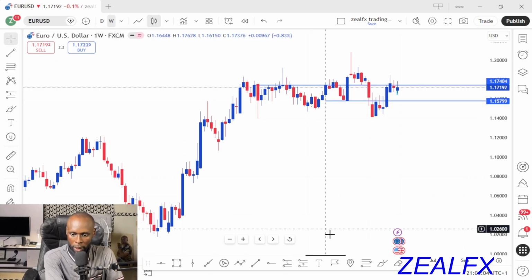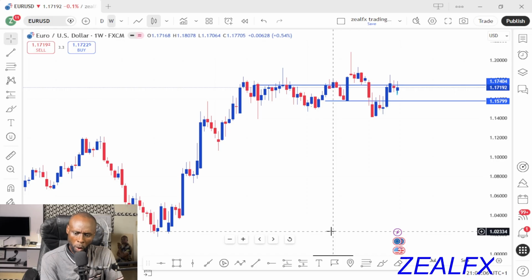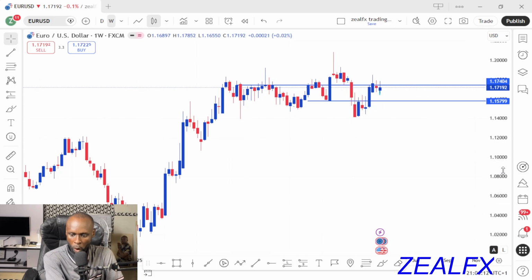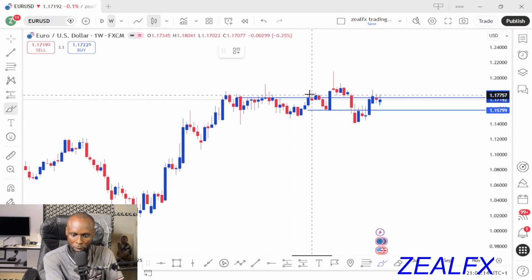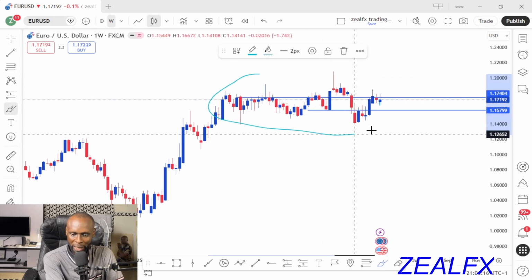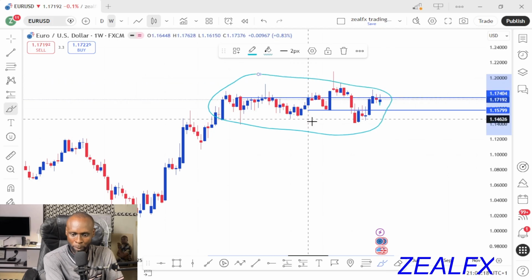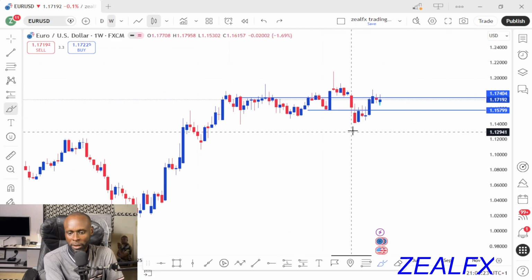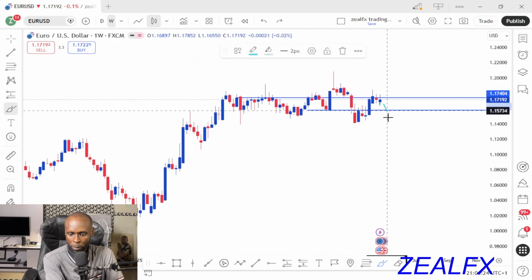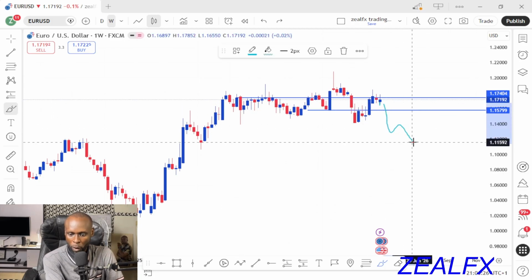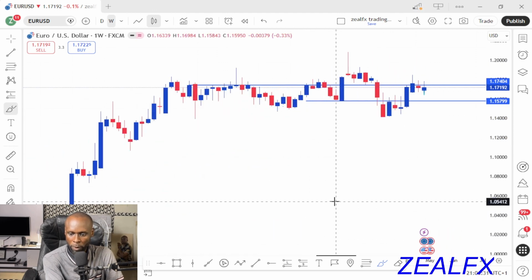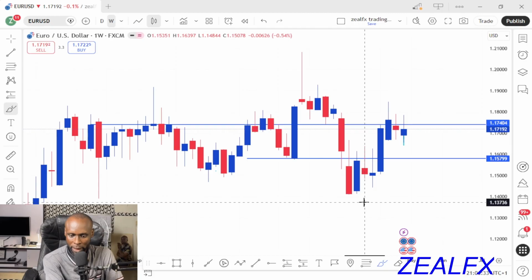So what do we expect this week on the Euro USD? First of all, we still have price on the weekly time frame closing on a resistance level, which is the first confirmation that we expect price to drop this week. So as long as price remains on this sideways trend, we need a break below this level for us to see any major sell. So this week we expect the Euro USD to drop because price closed on a resistance level.